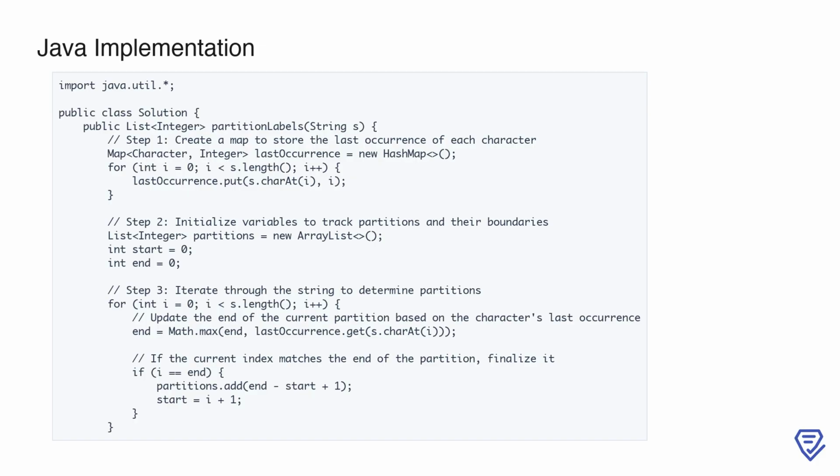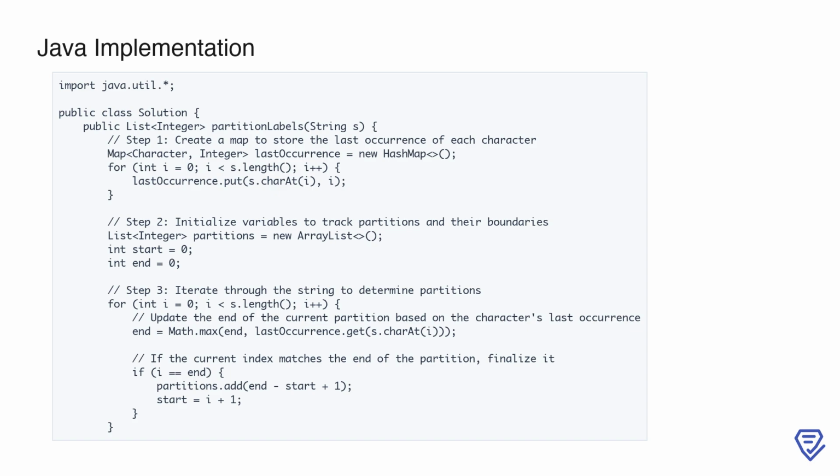Now, as we iterate through the string again, we update the end boundary for the current partition based on the last occurrence of the current character. This ensures that all characters of the current partition are accounted for. If the current index matches the end boundary, it means we've reached the end of this partition.